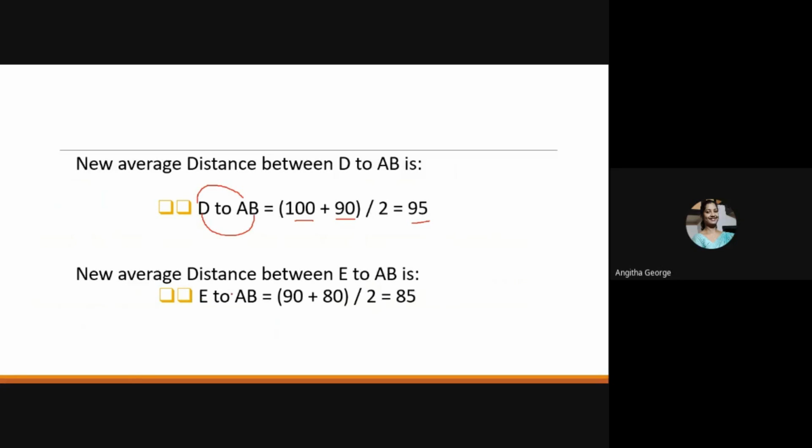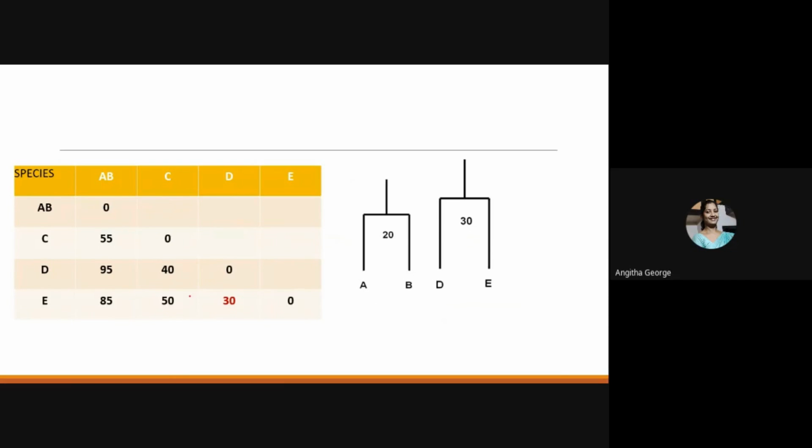Like that, we have to find the distance between E to AB, that is the distance between A to E plus the distance between B to E, divided by 2. A to E is 90 and B to E is 80, divided by 2 will give 85. So like that, we can fill this new distance matrix. So from this distance matrix, you again repeat the steps. So we did step 1 and step 2, and we have to repeatedly do these 2 steps and then get 2 clusters only.